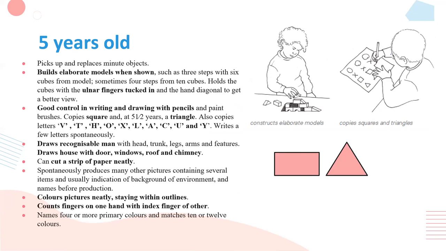Okay, let's do 5 years old. They will be able to build elaborate models, more complex models, and they will have a very good control in writing and drawings, and they even can copy square, triangle, and all the letters I have written here. And also they will be able to draw a recognizable man with complete head, trunk, legs, arms, and all the features like eyes, mouth, nose.